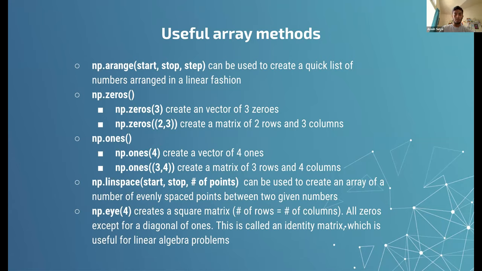np.linspace creates an array of evenly spaced points between two numbers. Like if you wanted to space all the numbers from 0 to 1 by 0.2, you would get 0, 0.2, 0.4, 0.6, et cetera. Then there's np.eye, which creates a square matrix, which is all zeros except this diagonal line of ones. I'll go through most of these in the demonstration at the end.